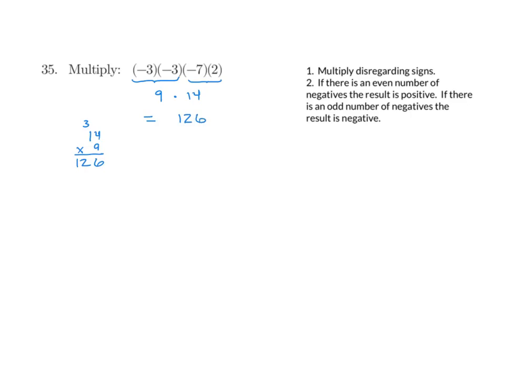To determine the sign of our answer, we want to figure out how many negatives are in the problem. If there is an even number of negatives, the result is positive. If there is an odd number of negatives, the result is negative. We have 3 negatives here, which is odd, so my answer will be negative. Remember, the other thing you can do is you can pair them off. Remember, 2 negatives equal a positive. We have 1 negative left over, and so my answer will be negative.